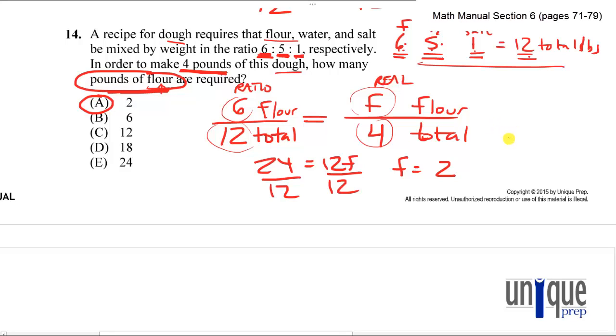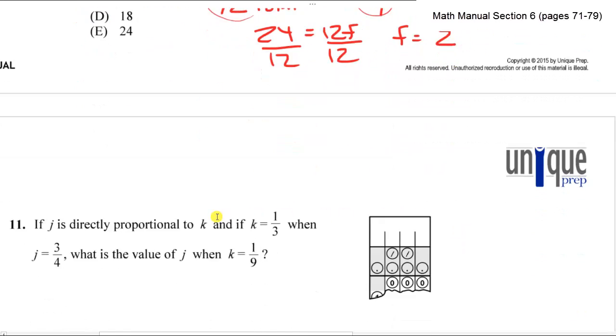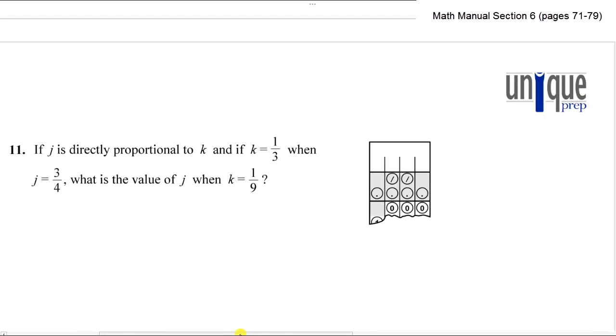Again, there are other valid ways to think about this and to calculate this. One way is to just see that you have 6 out of 12, which is 1/2. So 1/2 of the total pounds is going to be flour. So if you have 4 pounds, a half of that is 2. So again, there are other ways of doing these questions. I just think the proportional method tends to be most efficient and simplest to set up, especially after you practice it a couple of times.